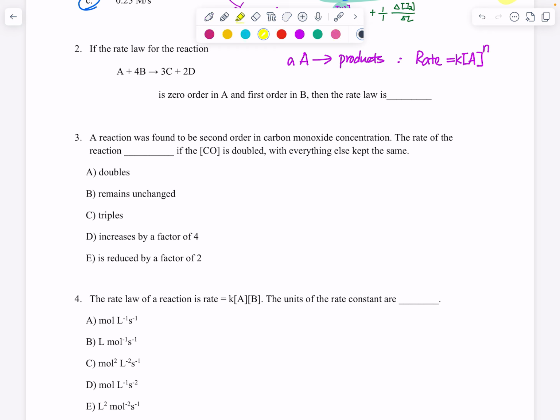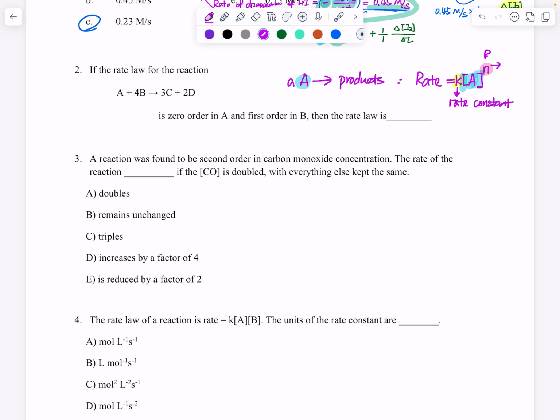Now let's explain the terms in this expression. K is the rate constant. A, of course, is my reactant. Brackets mean concentration. And the certain power it is raised to is the reaction order. Okay, so that's the basic idea. First and foremost, we know what it is.